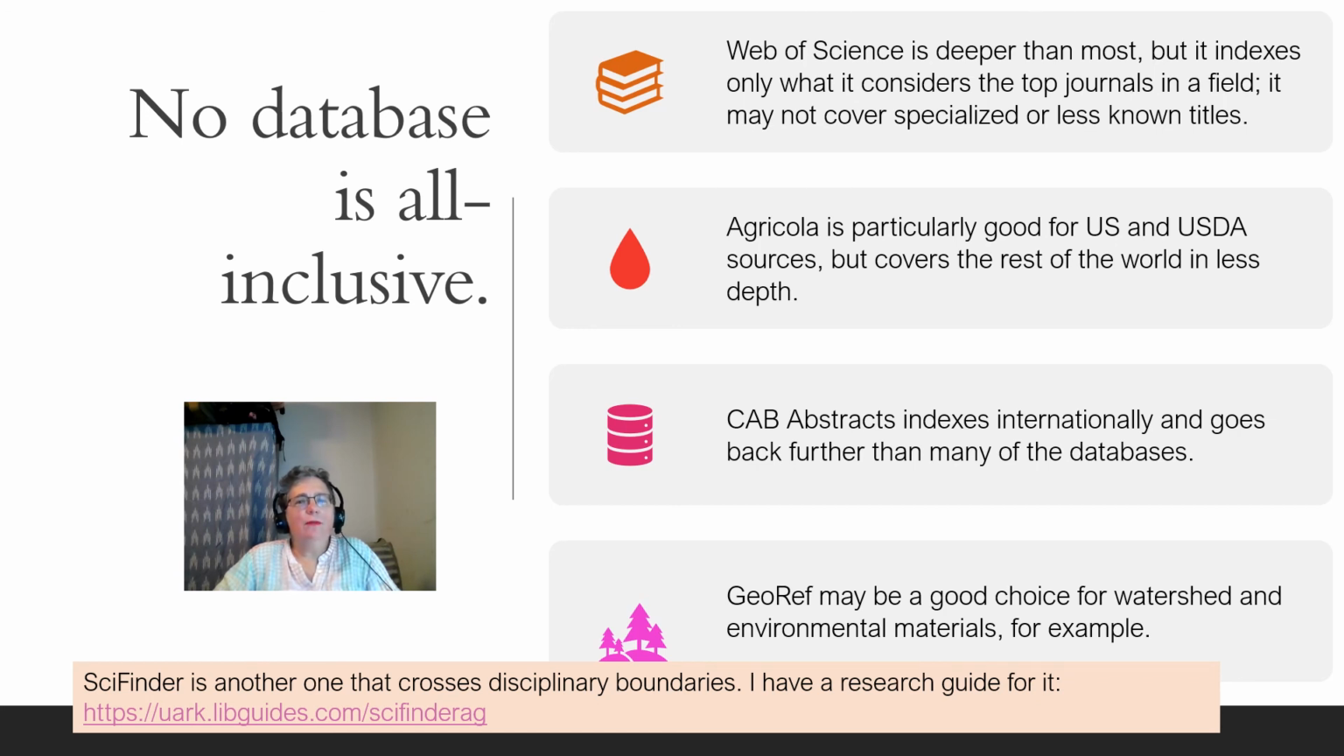And GeoRef is a good choice if you're looking at GIS or watershed or environmental materials or pollution, all those things. SciFinder is another one that I added in here because it does cross disciplinary boundaries. It's made up of Chemical Abstracts plus Medline plus some indexing for other journals plus patents, plus you can draw structures, plus you can find out where to buy chemical materials.